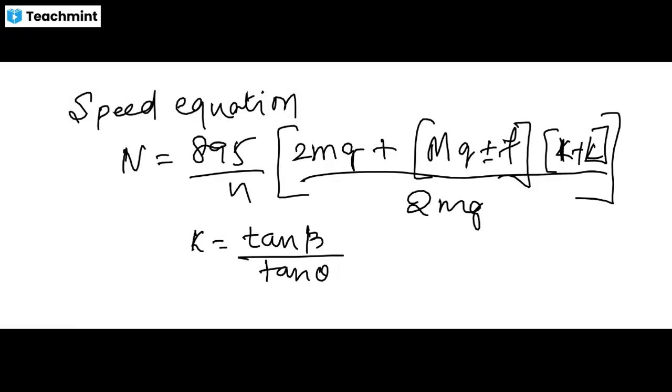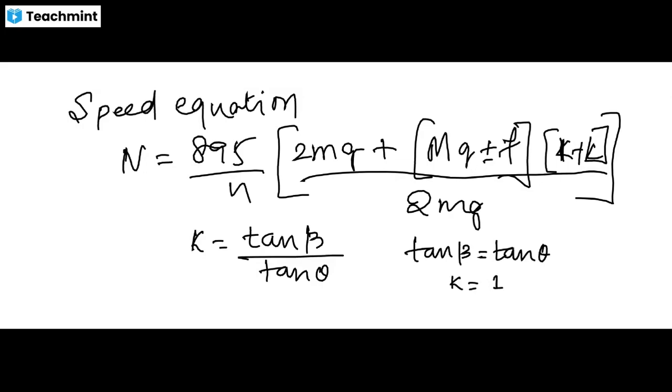Okay, it is what? K equals tan beta divided by tan theta. Now if the value of k equals 1, that is when beta and theta are equal, so what is the possibility? When theta and beta are equal, then k equals what? When tan beta is equal to tan theta, then k will become 1. Is it right? Yes, sir.